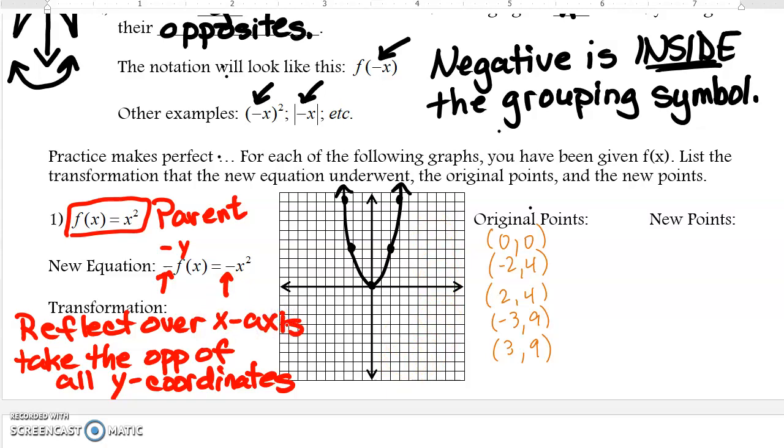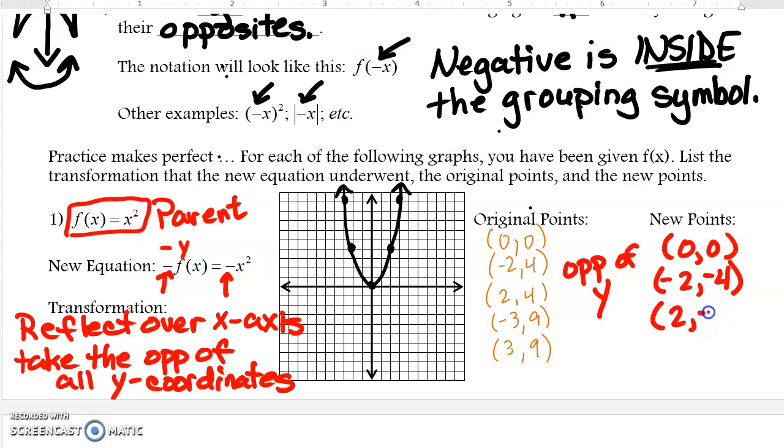All right, perfect. So as we go through, take a point, change the signs. Well, 0, 0 doesn't carry negative signs, so it'll stay 0, 0. Instead of negative 2, 4, the y coordinate, all of the y coordinates, we want the opposite of the y's. Okay? Take the opposite of all of the y's. So even our positive 2, positive 4 becomes a negative 4. Same thing with the 3 and the negative 3. Those 9's now become negative 9's.